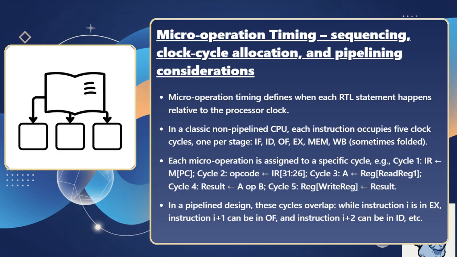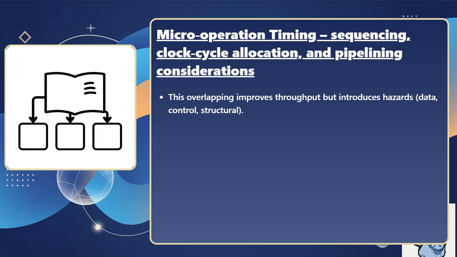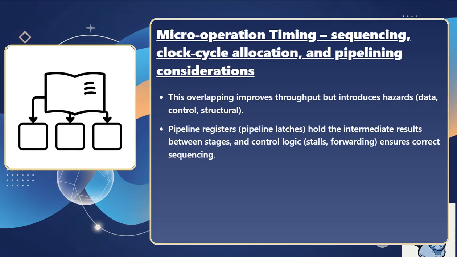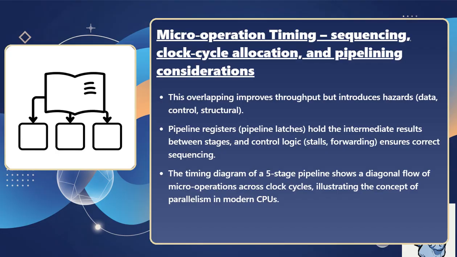In a pipelined design, these cycles overlap. While instruction I is in EX, instruction I+1 can be in OF, and instruction I+2 can be in ID, etc. This overlapping improves throughput, but introduces hazards: data, control, and structural. Pipeline registers, or pipeline latches, hold the intermediate results between stages, and control logic stalls and forwarding ensures correct sequencing. The timing diagram of a 5-stage pipeline shows a diagonal flow of micro-operations across clock cycles, illustrating the concept of parallelism in modern CPUs.